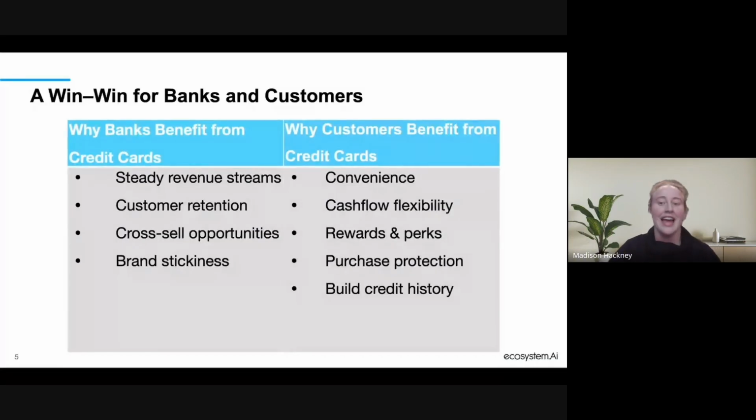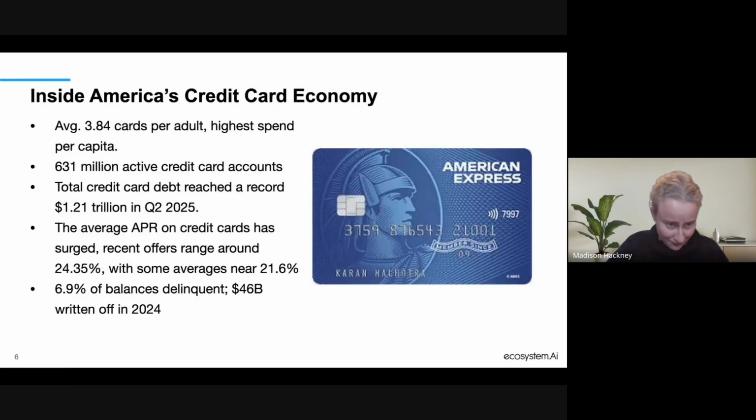It's just safer. Now, we've understood the different ways banks can make and spend money when it comes to credit cards and the benefits. I'd like to present a few interesting facts about credit cards to give us a global view of the credit card economy in different markets. So starting with the United States, there is on average 3.84 cards per adult, which is the highest spend per capita. There are 631 million active credit card accounts. And as of Q2 of 2025, the total credit card debt reached a record of $1.21 trillion. So we can see that credit cards are particularly popular in America, with more than 3 cards per adult.